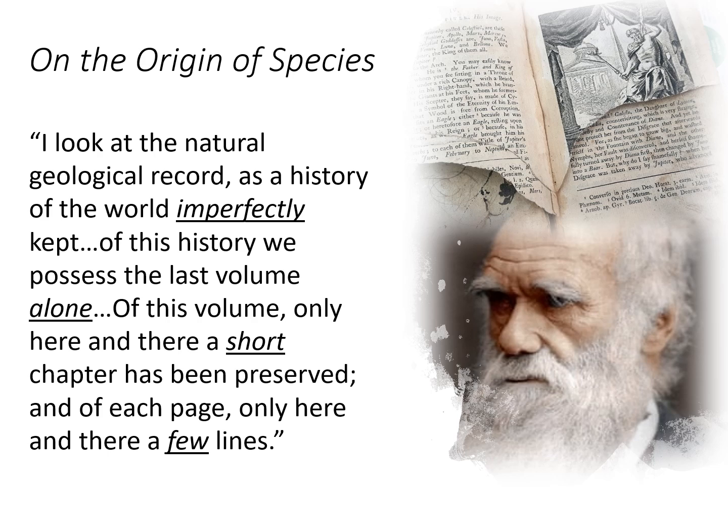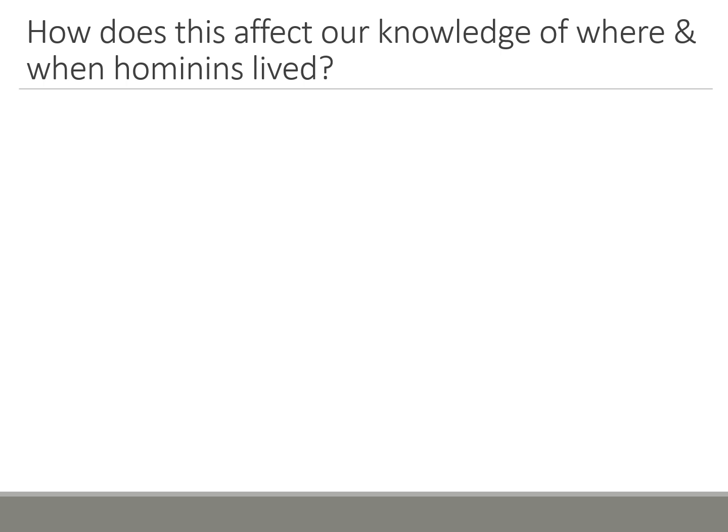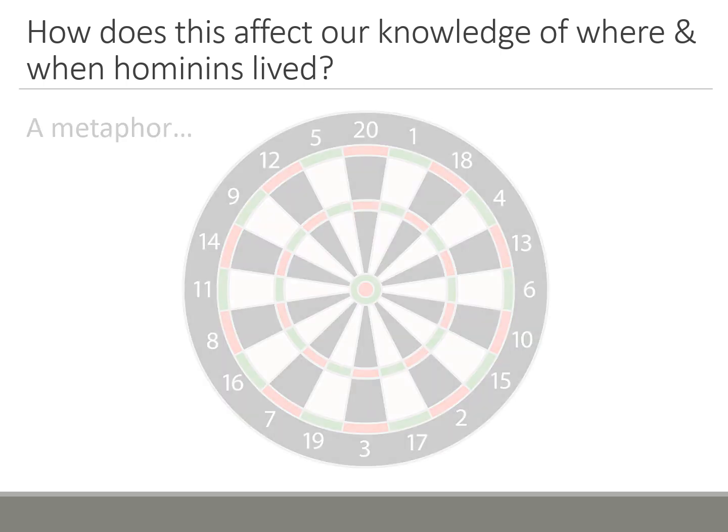So Darwin invoking the incompleteness of the fossil record to protect his theory and those long-term predictions of phyletic gradualism we see in the fossil record, it was no bueno. Not good from Chuck. Okay, so the incompleteness of the fossil record. Despite everything I just said, that is very much a thing. That is very true. But how does this incompleteness affect our knowledge of where and when hominins lived?